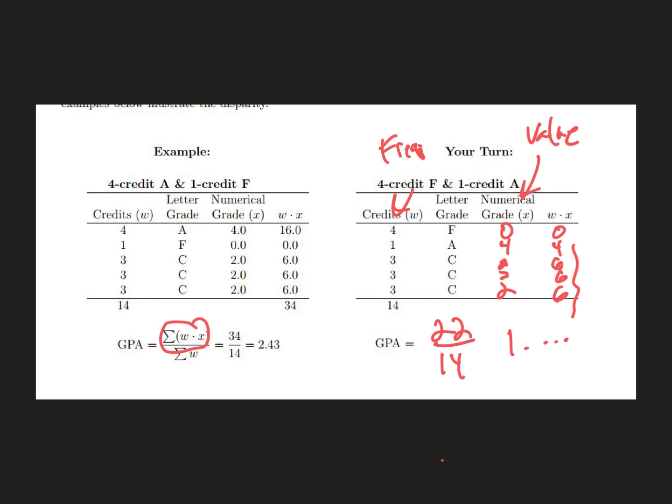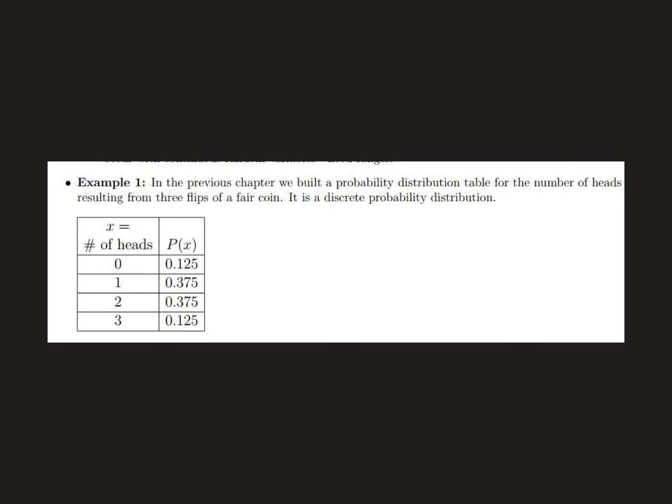So how does this translate into a probability distribution? With a probability distribution, this is from page 71. What we have here is like the letter grade, what the letter grade is worth, and then the probability is like the frequency. So what we're going to do is multiply x times p of x.